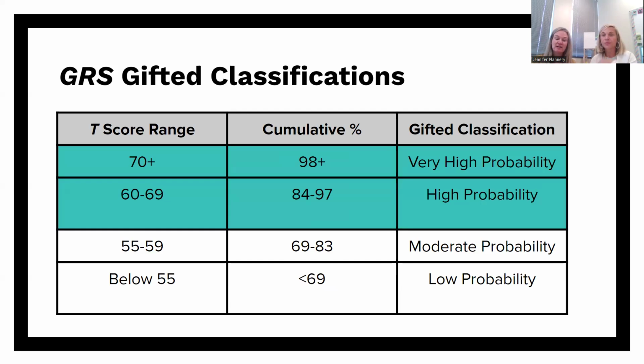The GRS scores are never used in isolation. They're just used in combination either with the COGAT scores or with the portfolio. The higher the student's T-scores or percentiles on that GRS in one or more of the gifted scales, the more likely the student is gifted. And then it expands the ranges to include very high probability and high probability categories so that we can create more opportunities for all students.